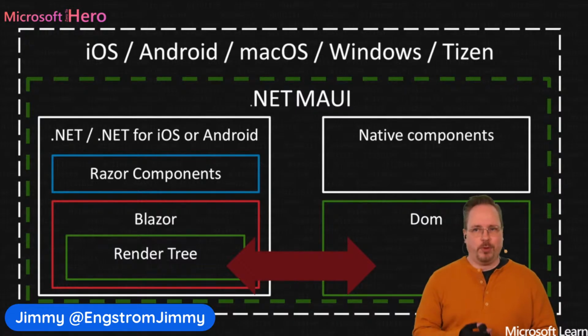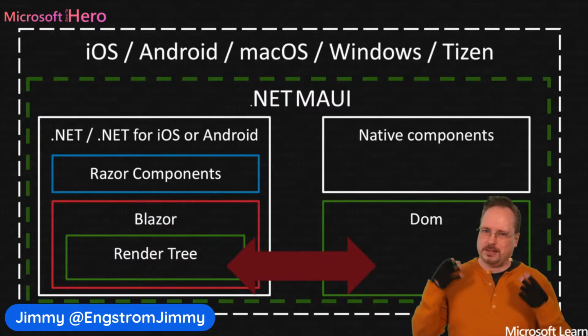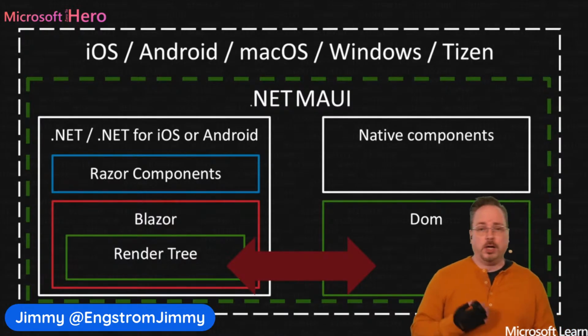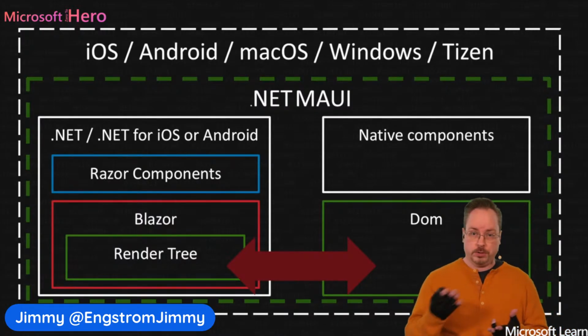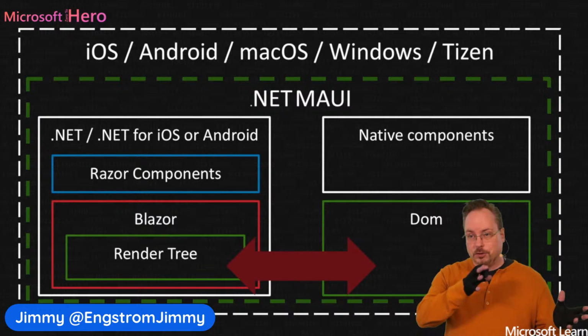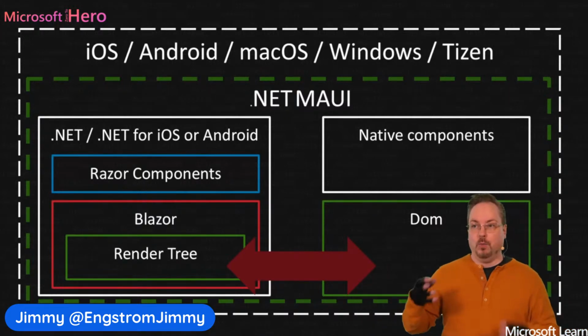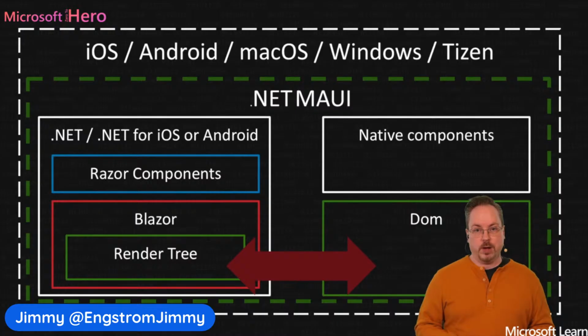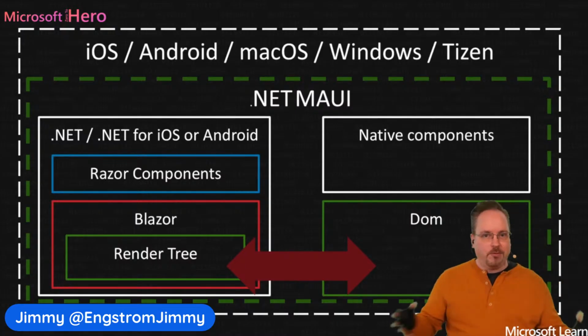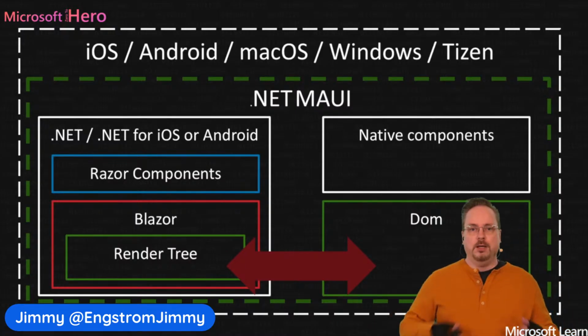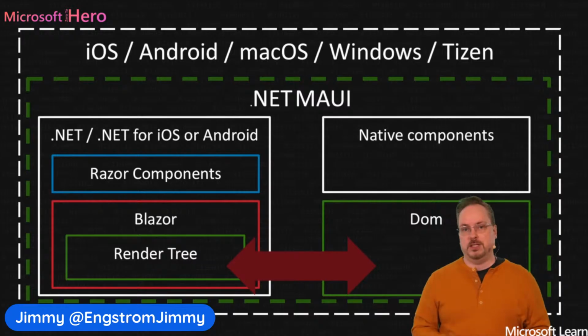But we have the same Razor components. We have the same Blazor. We have the same render tree. We're not using JavaScript interop or SignalR, but it's communicating with the DOM. And we can mix this with native components as well. So we can have a native tab bar, for example, switching between the Blazor content.